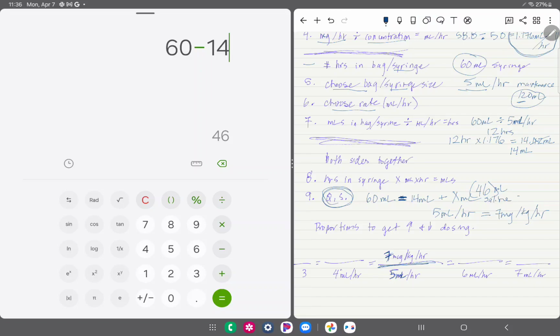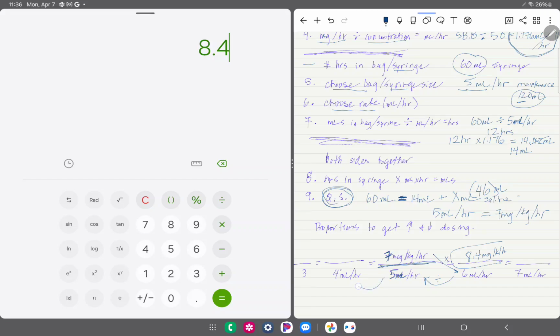Okay, got it, perfect. So if we're going to cross multiply, as we do, opposites it's times, and then straight across is divide. 7 times 6 divided by 5. And that goes up in the blank space here, 8.4 mic per kg per hour. All right, so let's say I did bump it up to 6 mils an hour to try to fight the pain. Great, but now I know that it's at 8.4 mic per kg per hour. So that's the math I have to do to make sure I'm recording this properly.